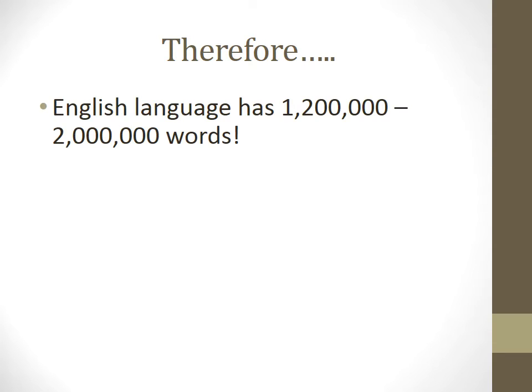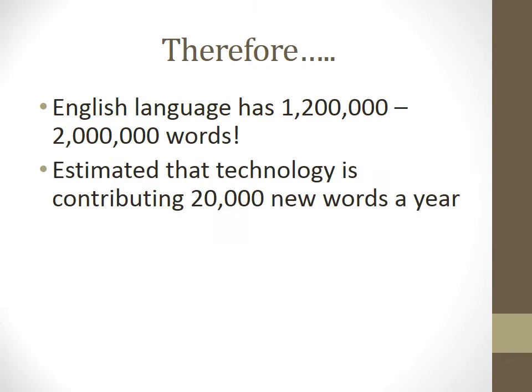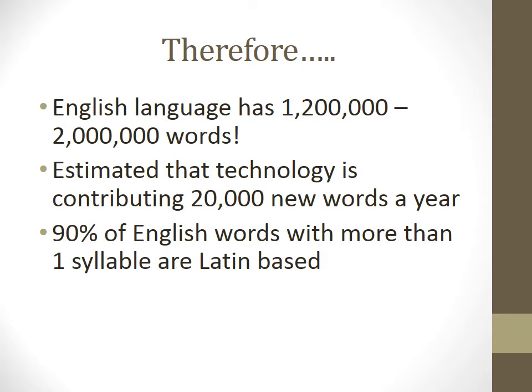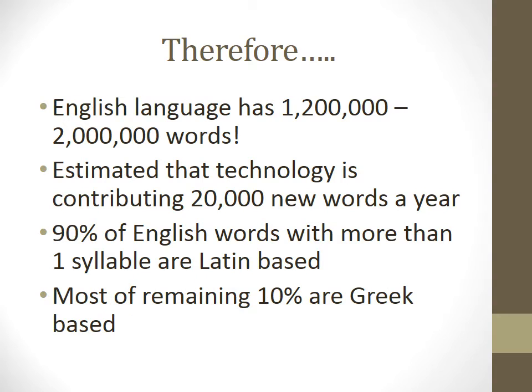Therefore, although the English language is currently estimated to have around 1,200,000 to 2 million words, 90% of the English words with more than one syllable are Latin based, and most of the remaining 10% are Greek based. Technology is contributing about 20,000 new words per year.